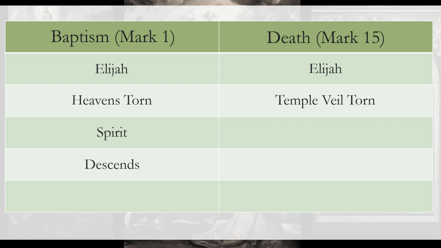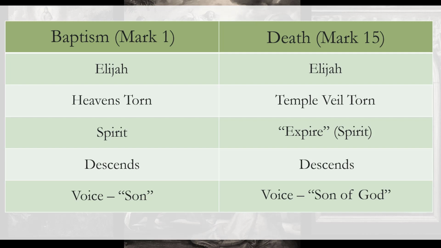At the death, we have a word, expire, that also is related to spirit. It often gets translated spirit. And you have something that's descending. That's the temple veil. And in both cases, we have a voice. At the baptism, there's a voice from heaven that shows up and says, "This is my son." At the moment of Jesus' death, we have another voice. It's the Roman centurion who says, "Surely this man is the Son of God." And so right there, you have your bookends, beginning and end, that are going to help you understand something about Jesus or the reality of what's going on in God's kingdom.